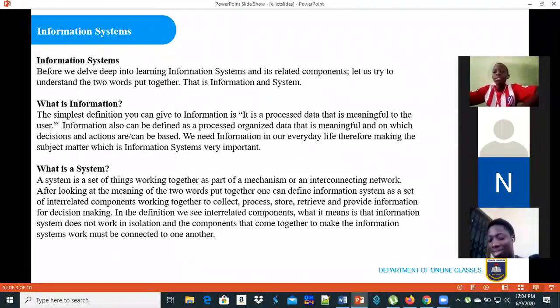Okay, all right. So all the answers you've given are not wrong because one way or the other they have something to do with information system. So we are looking at the information system as interrelated components working together to collect, to process, to store, to retrieve, and provide information for decision making. We are looking at information system as a set of interrelated components. Interrelated here means that the components have to have something to do with each other.